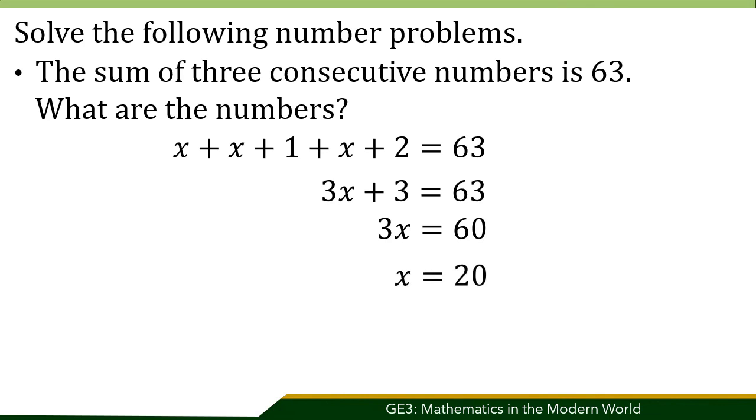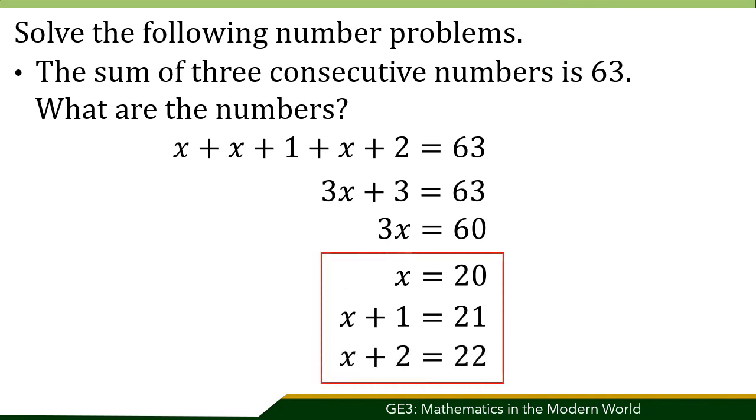That's the first number. The second number, x plus 1, 20 plus 1, that's 21. The third number, x plus 2, 20 plus 2, that's 22. So these are the 3 consecutive numbers which sum is 63. 20, 21, and 22.